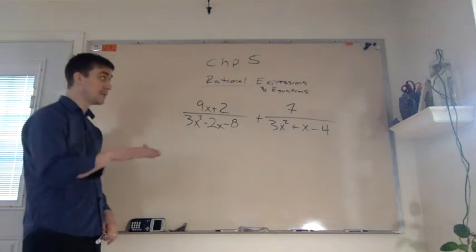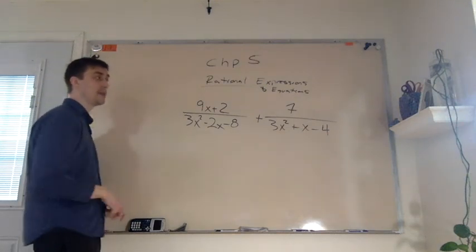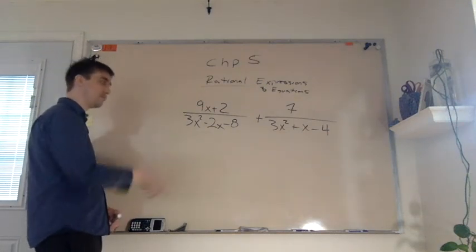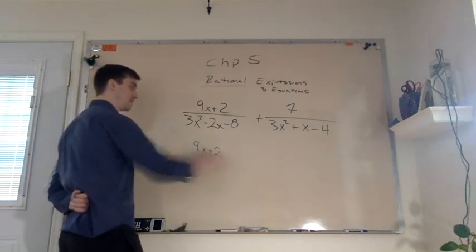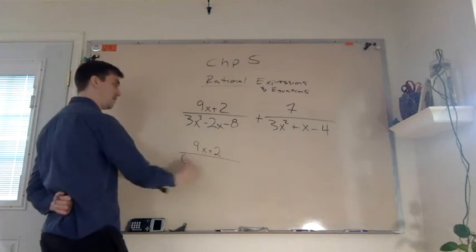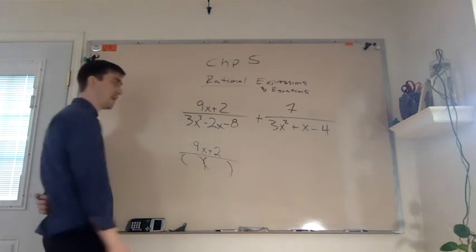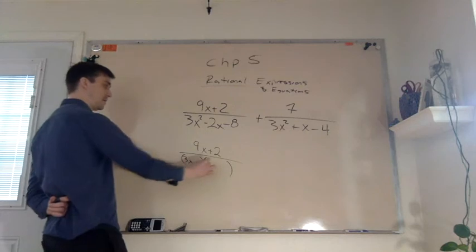So it begins with just factoring. Factor everything, always, and then run the rest of the process. So 9x plus 2 cannot be factored. 3x squared minus 2x plus 8 probably can be factored. You'll get 3x and x.